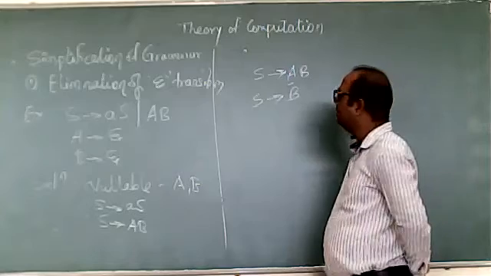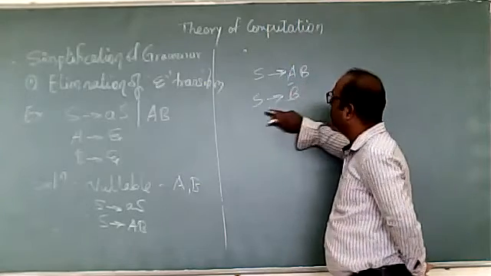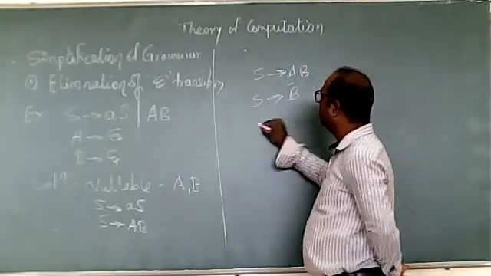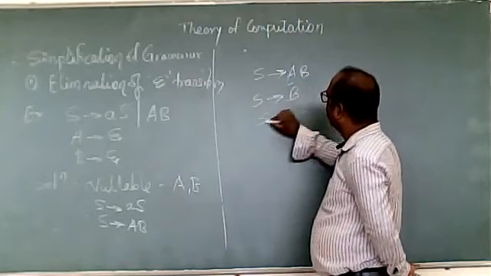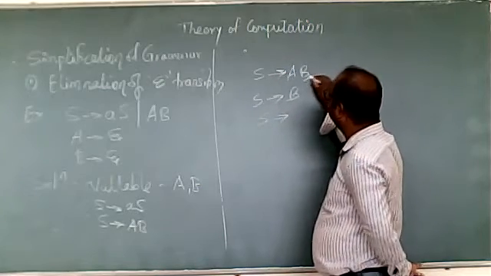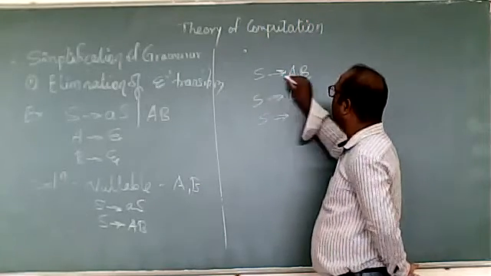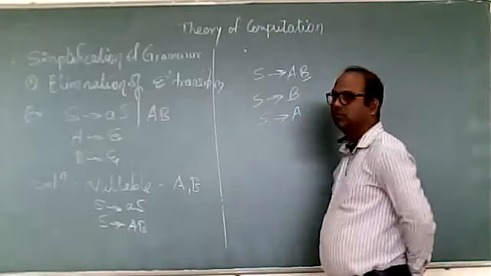A is nullable, so we replace A with epsilon, and we get the production S produces B. Now we replace B with epsilon, so we'll get S produces A.